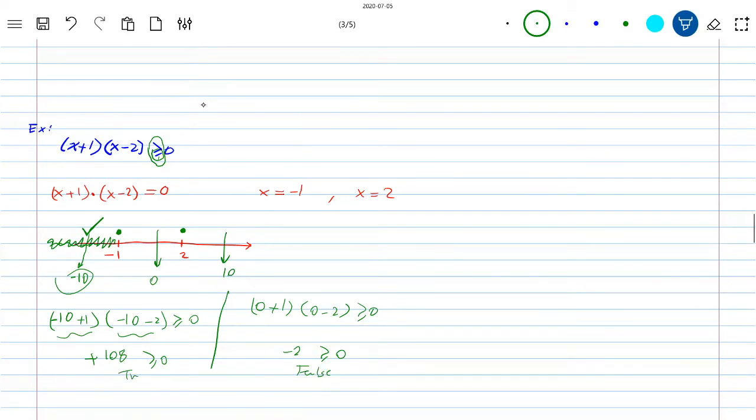Here it is true. So this middle section is not acceptable. And what if I pick 10? You will get 10 plus 1 times 10 minus 2. Is it greater than or equal to 0? Left side is a positive value. 11 times 8 is 88, greater than or equal to 0. Yes, it is. So this is a true statement. That section is acceptable. So both of these two sections are acceptable solutions.